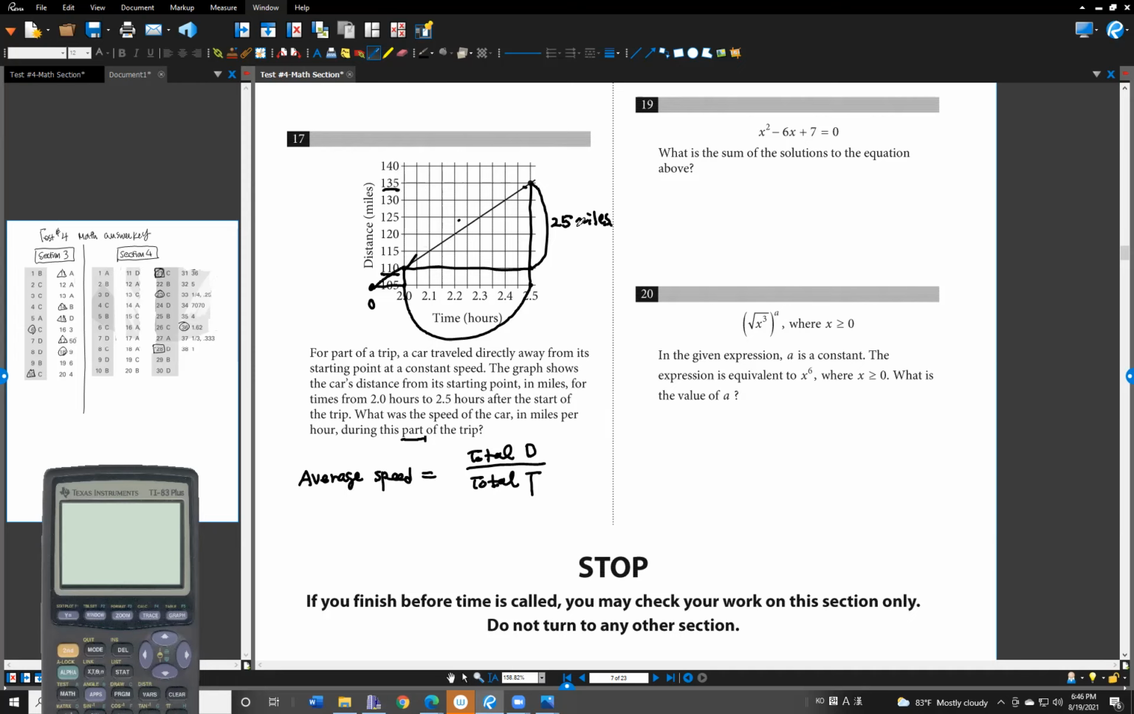What is total time? 0.5 hours. Okay, but we're gonna find what? Miles per hour. So we're gonna use 0.5, okay? So 25 over 0.5 hours. This is miles. What is this one? I think 25 over half is about 50 miles per hour. Okay, that is average speed. Is it okay? All right. That is number 17. Any questions on this?